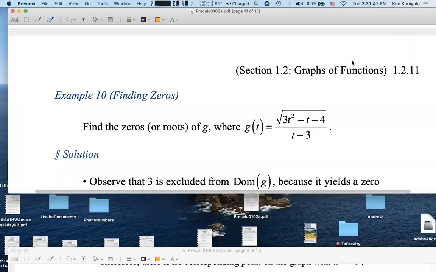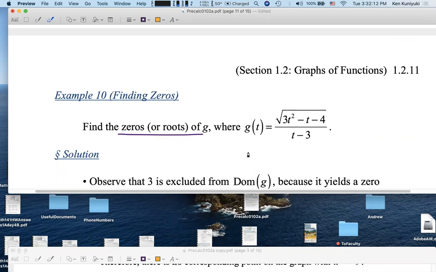Hi everyone, let's test our mastery. Let's find the t-intercepts now, the t-intercepts of y equals this thing over here. In other words, we want to find the real zeros or roots of g, where g of t equals the fraction, the square root of 3t squared minus t minus 4 all over t minus 3.